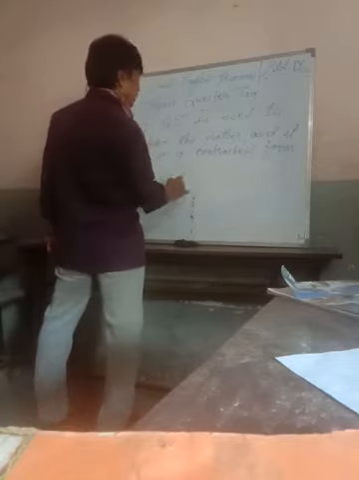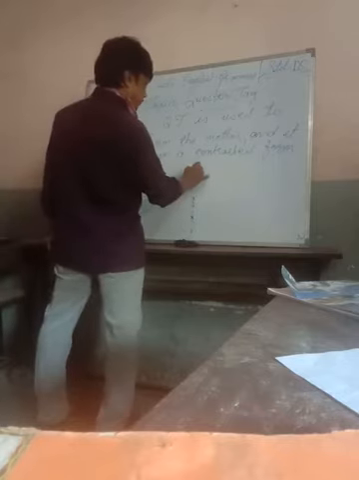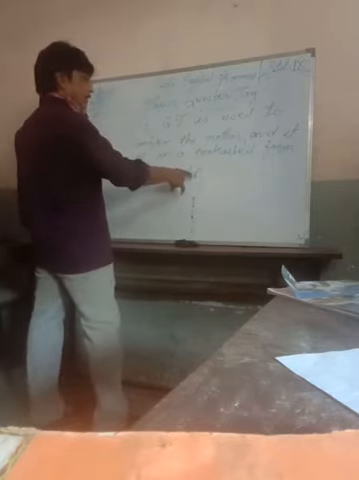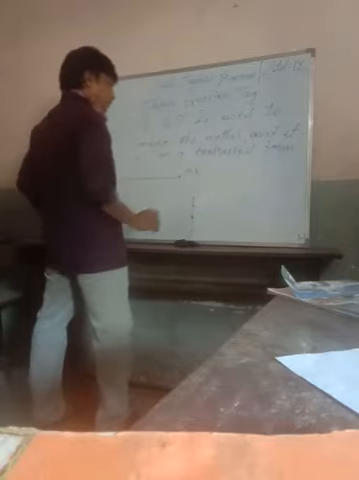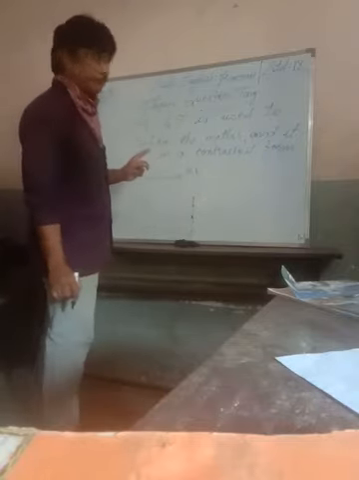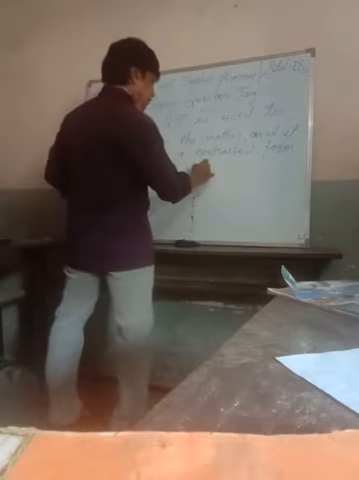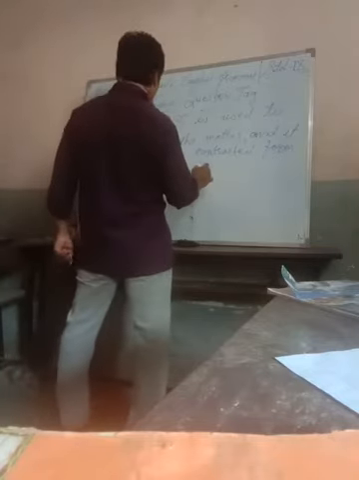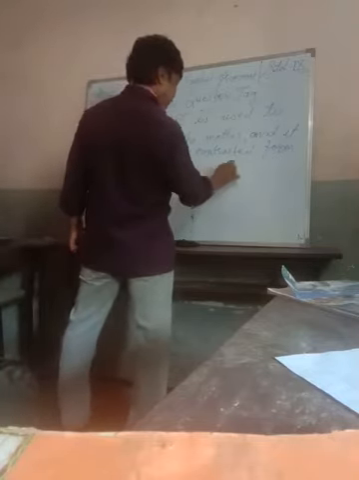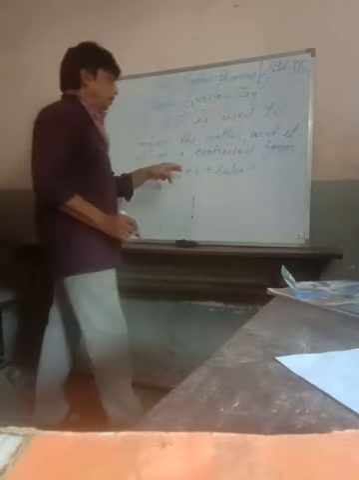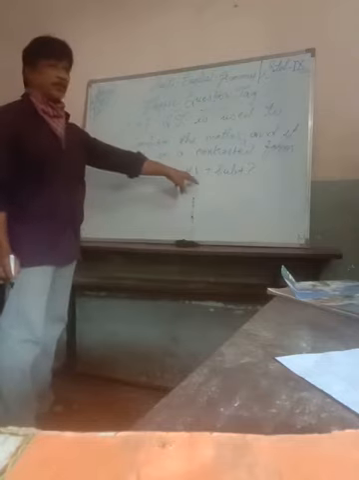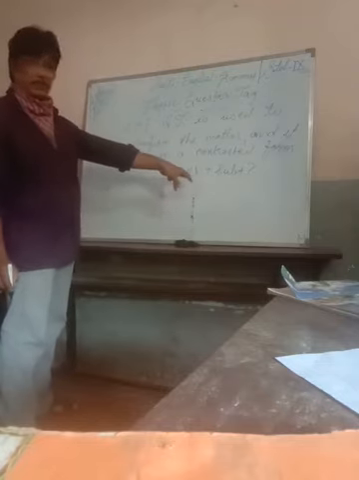The helping verb is to be taken first of all. HV means helping verb. Plus subject, and plus question mark. So this is the formation of the question tag. You can see on the blackboard, it is clearly written.